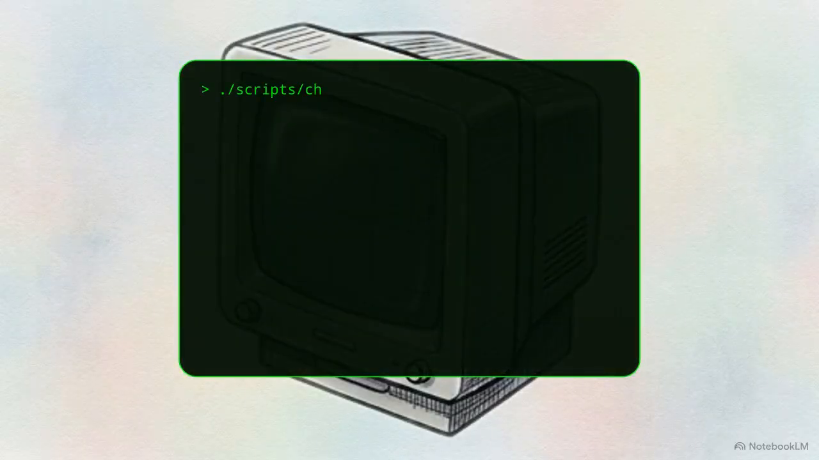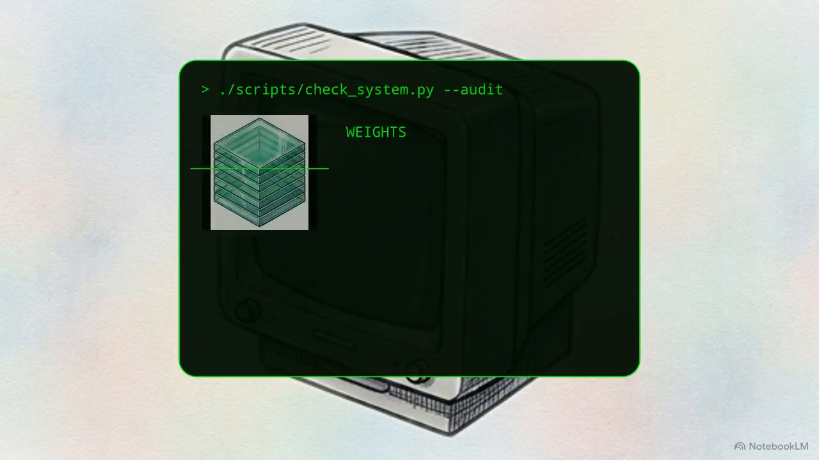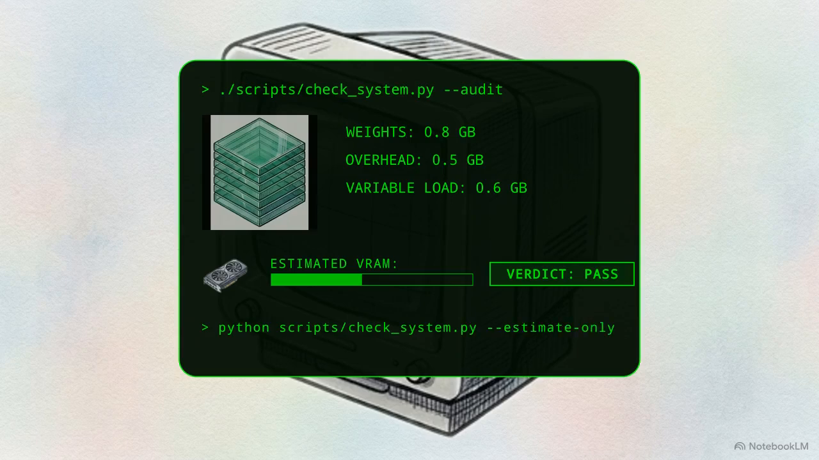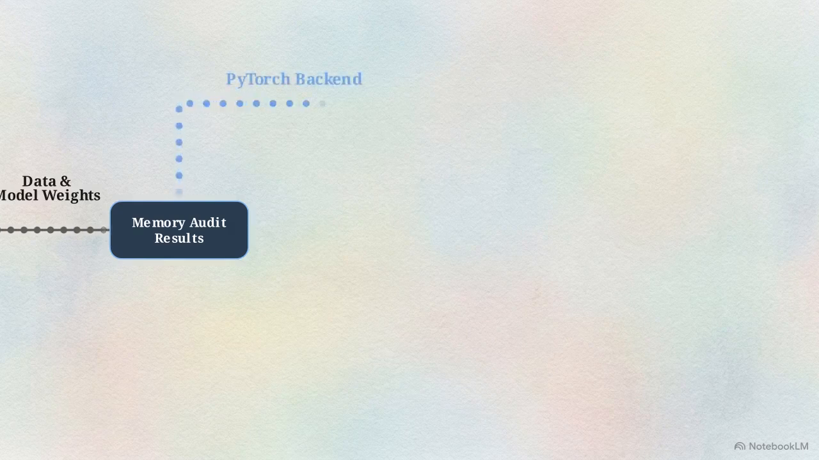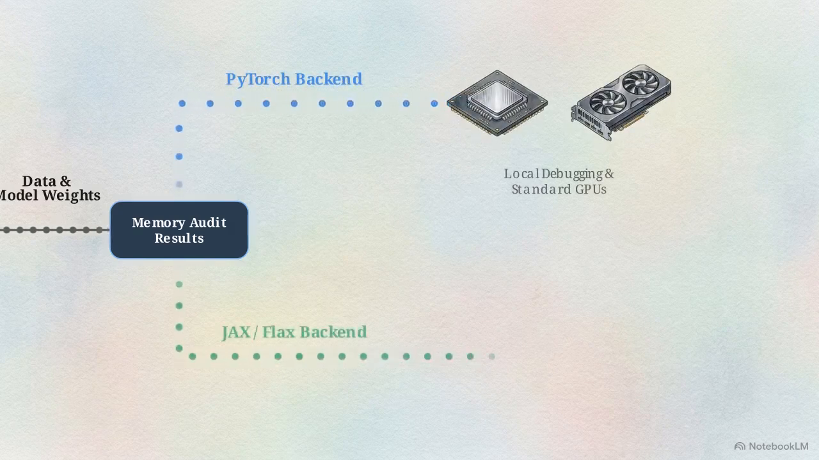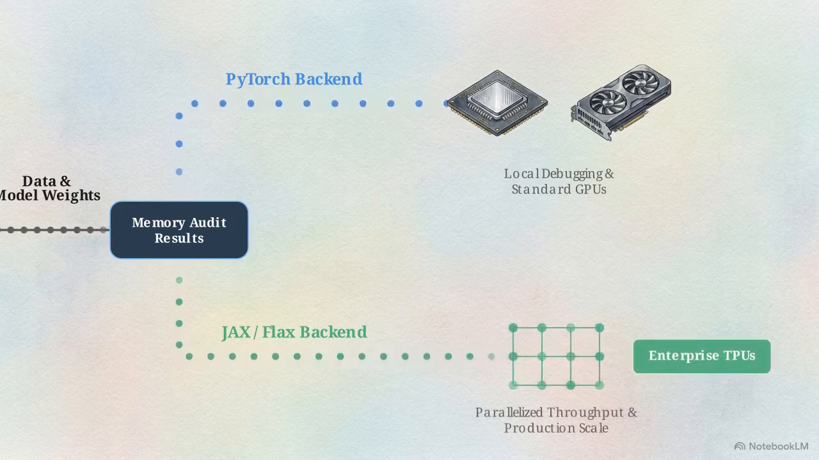To mitigate this, the repository includes a pre-flight diagnostic script. It uses a deterministic heuristic formula to calculate the exact memory required by the model weights and architectural overhead before active execution. These memory audits dictate the backend selection. Engineers use PyTorch for local debugging on CPUs and GPUs, while JAX and Flax are reserved for parallelized throughput on enterprise TPUs.